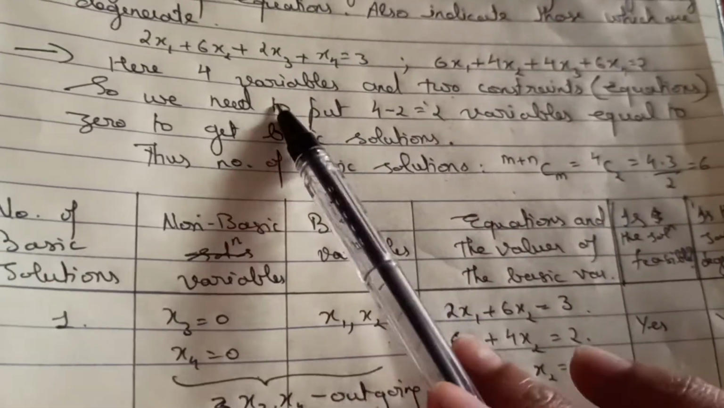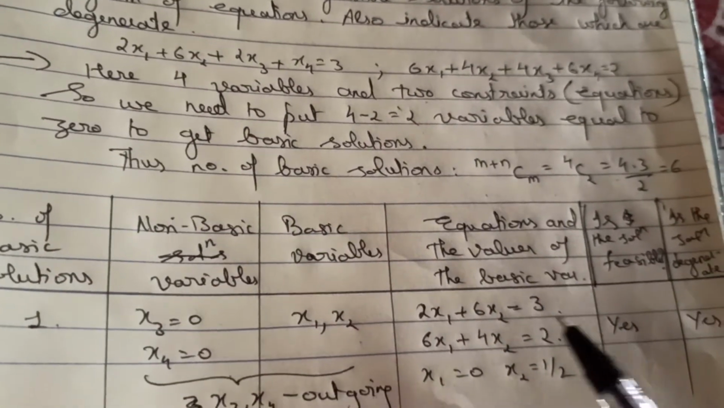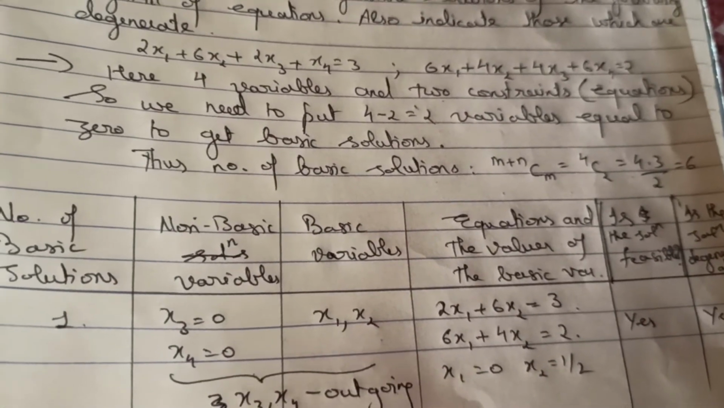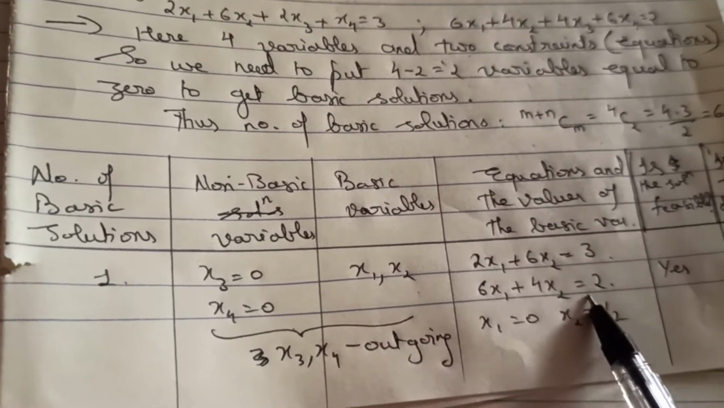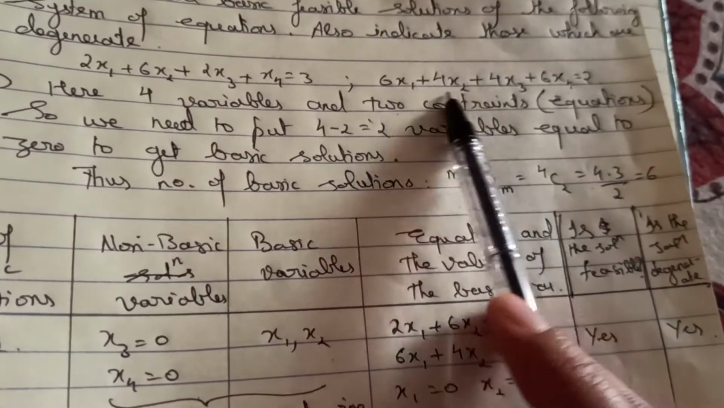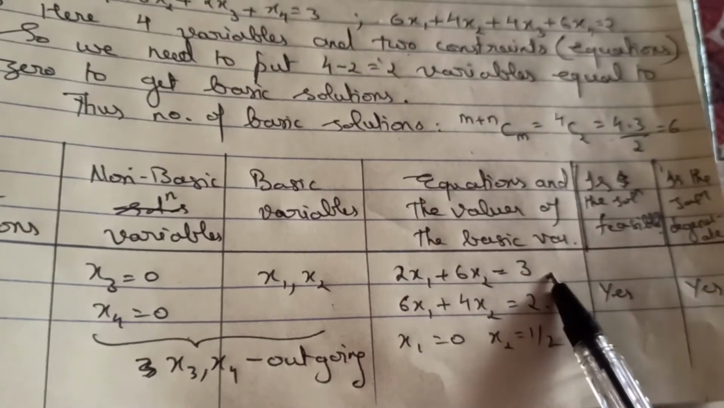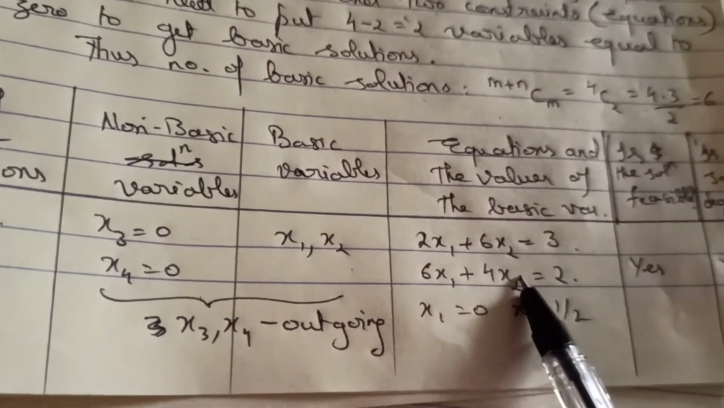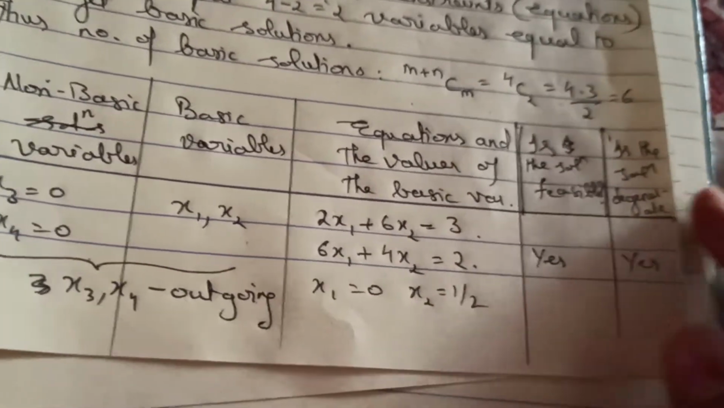So if we put x3 and x4 as 0 in these 2 equations, what will we have? 2x1 plus 6x2 is equal to 3, right? And 6x1 plus 4x2 is equal to 2, correct? From this second equation, 6x1 plus 4x2 is equal to 2. After solving these 2 equations, what are we getting? We are getting x1 is equal to 0 and x2 is equal to half.